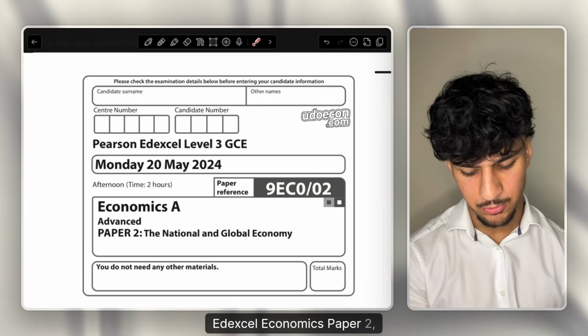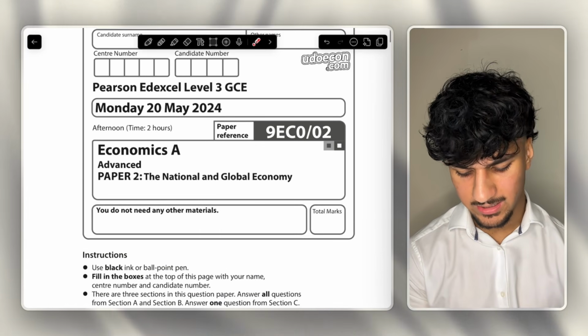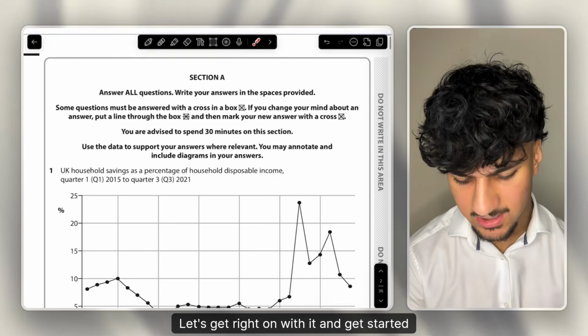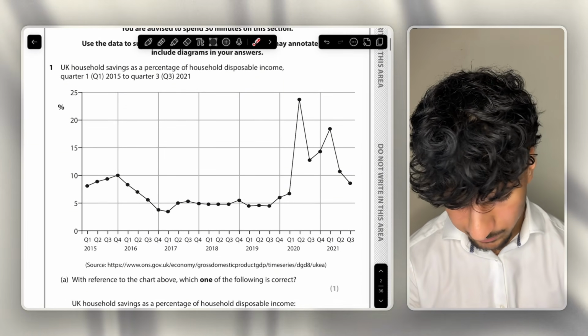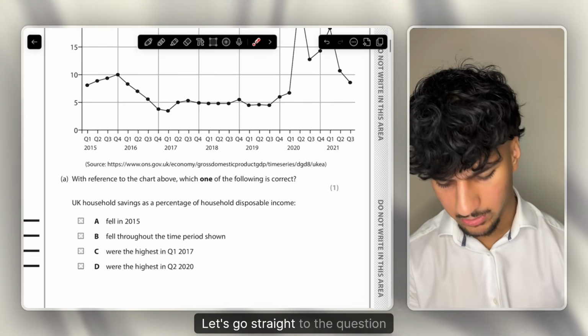Edexcel Economics, paper 2, your macroeconomics paper. Let's get right on with it and get started with section A. So straight away, it looks like we have a bit of a graph, a bit of a diagram if you want to call it. Let's go straight to the question.